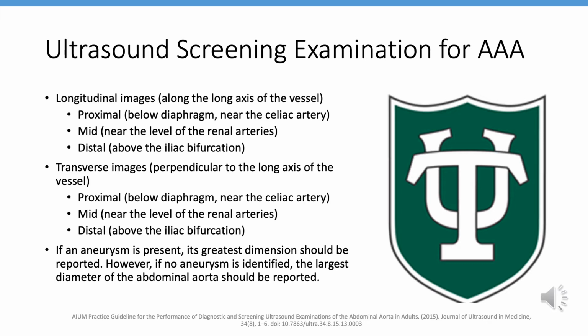If an aneurysm is present, it is measured in its greatest dimension, and that is reported in centimeters. If no aneurysm is identified, the largest diameter of the abdominal aorta is reported in centimeters.